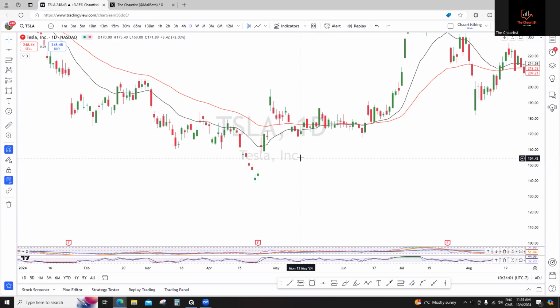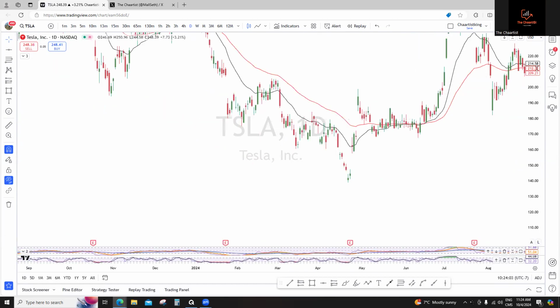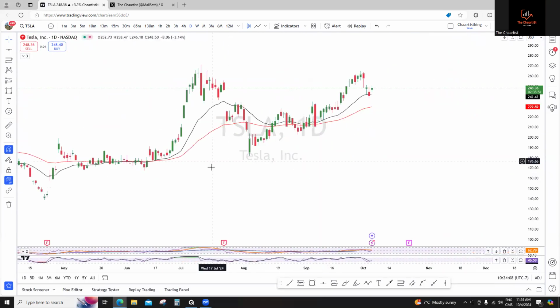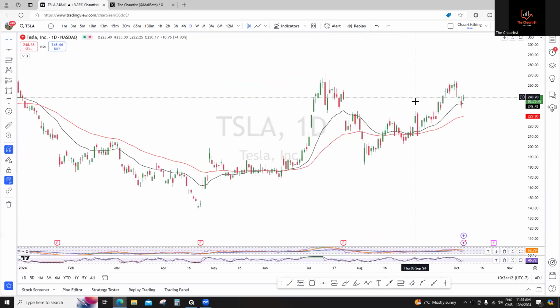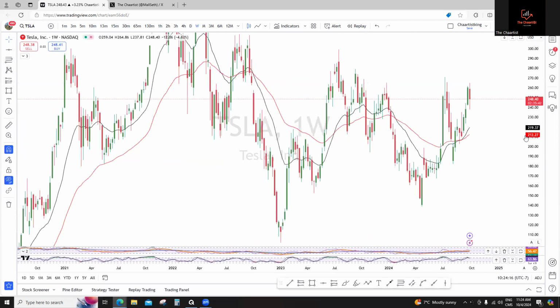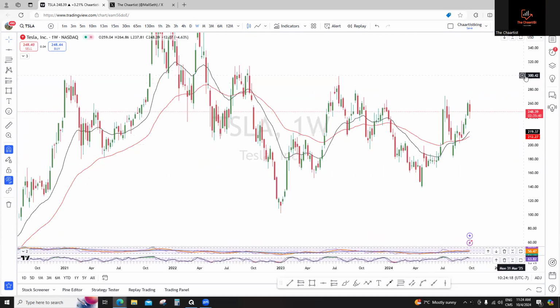So always ask questions. Always try to understand what charts are trying to tell you, and I hope this will help you in future. And this is the price action of Tesla. All right, I've broken it down in the best possible way I could.